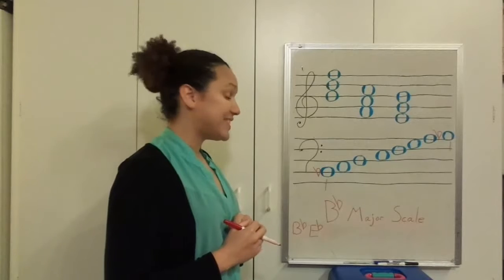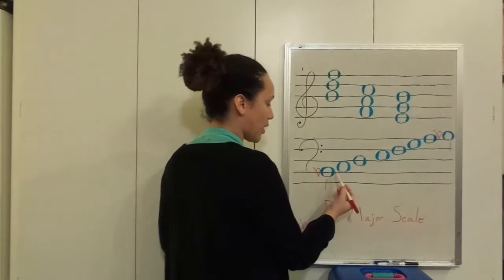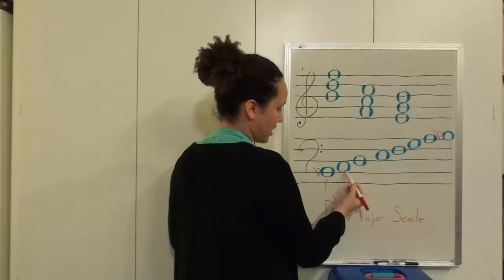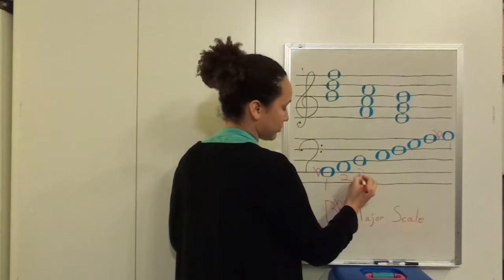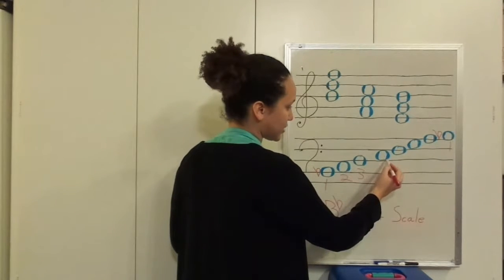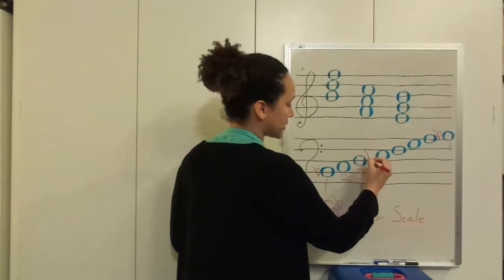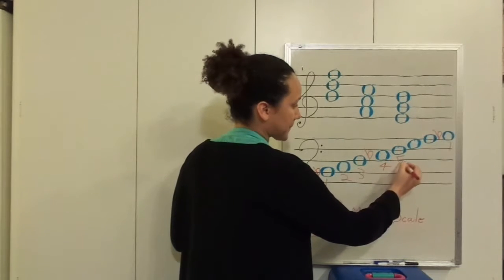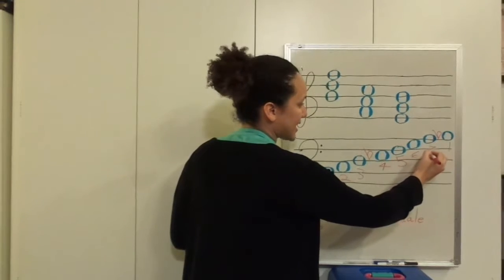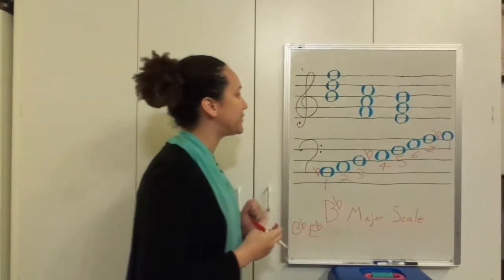So we want to find the E, so we can flat that as well. 1, 2, the C, 3, that's our D, and here's our E on 4. So we're going to go ahead and add a flat to our E. 5, 6, and 7. So we're all good.